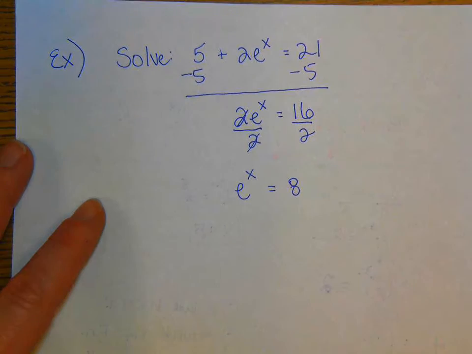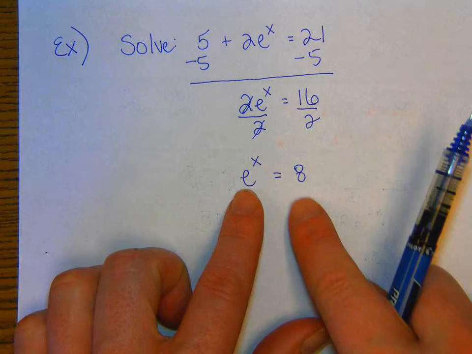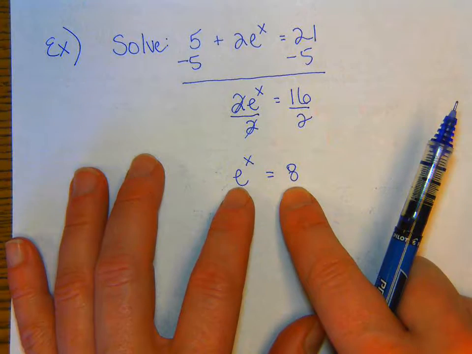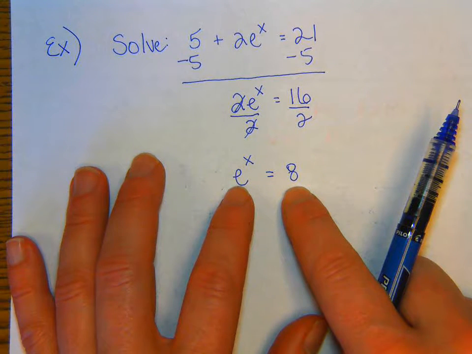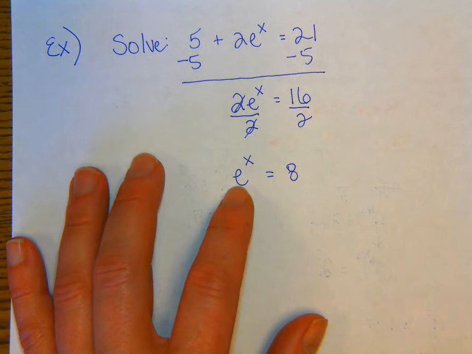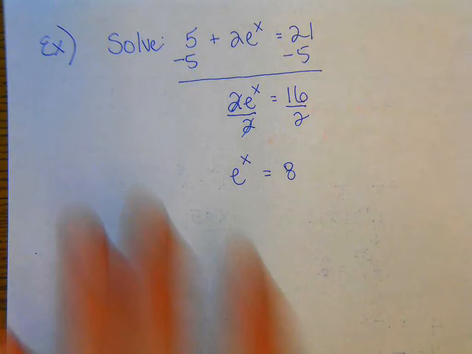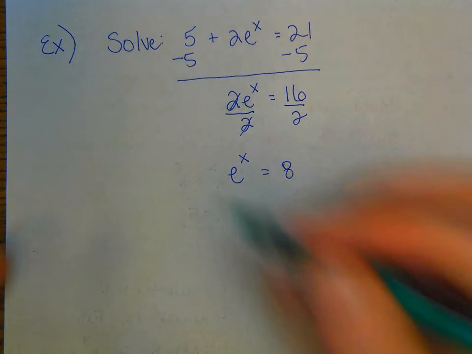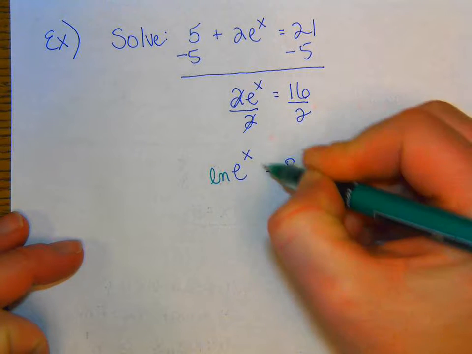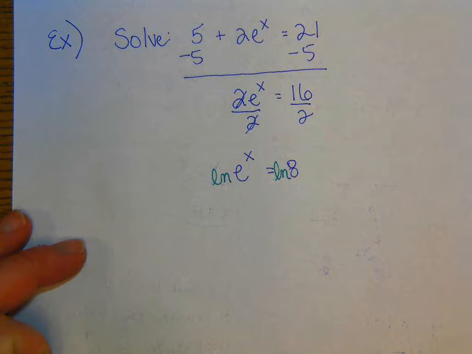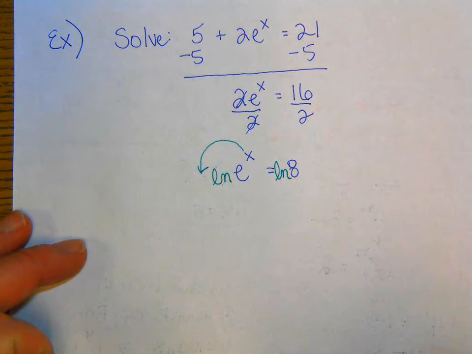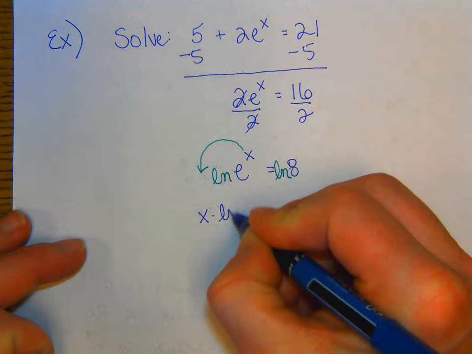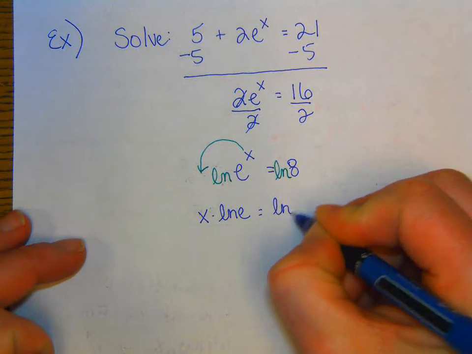Now previously, we had numbers that I could rewrite using a power of 2. There's no way that I can rewrite 8 as an exponent of e. So at this point, I use one of my logarithm powers to bring this exponent down to the front. I'm going to use the natural log, and I'm going to take the natural log of both sides. What that does with this x from a couple days ago is it brings the x to the front. So I have x times the natural log of e equals the natural log of 8.